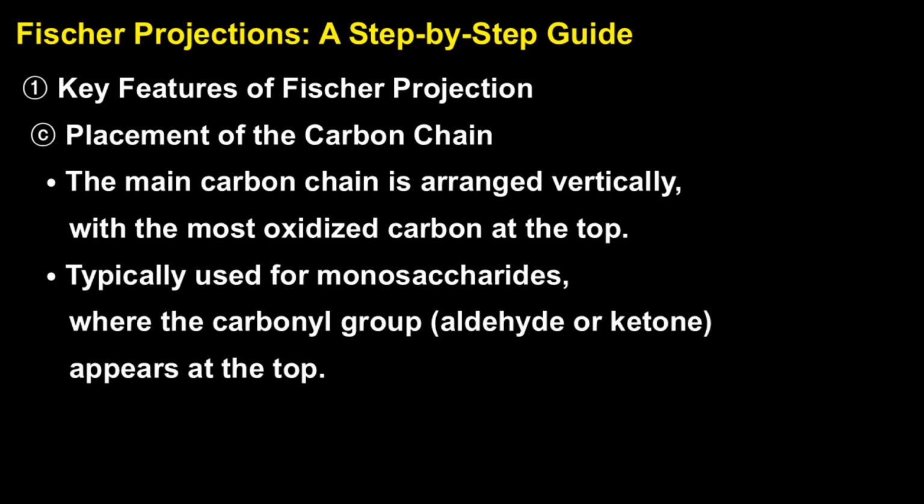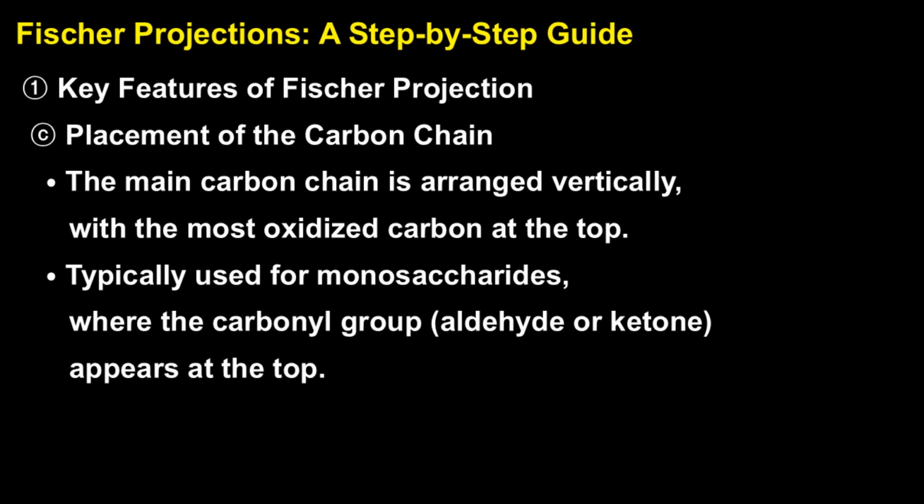Here's an important rule for setting up Fischer projections. The main carbon chain always goes vertically, and at the top, you'll find the most oxidized carbon, usually something like an aldehyde or a ketone. That's why Fischer projections are super useful for monosaccharides. They make it really clear how different sugars relate to each other.